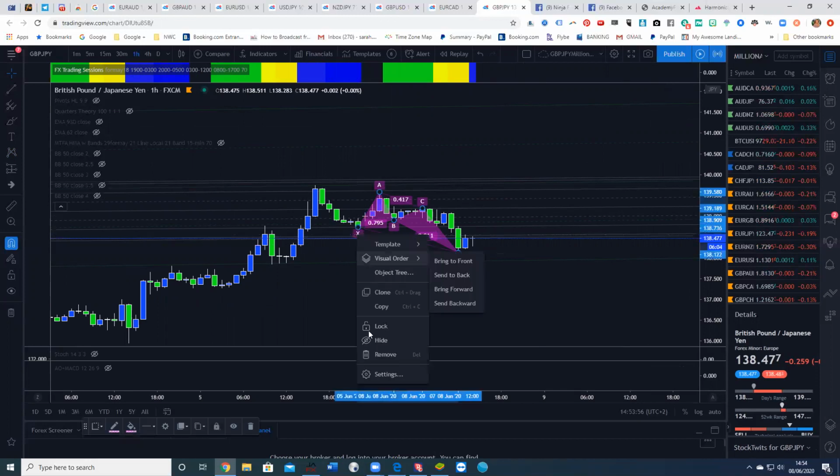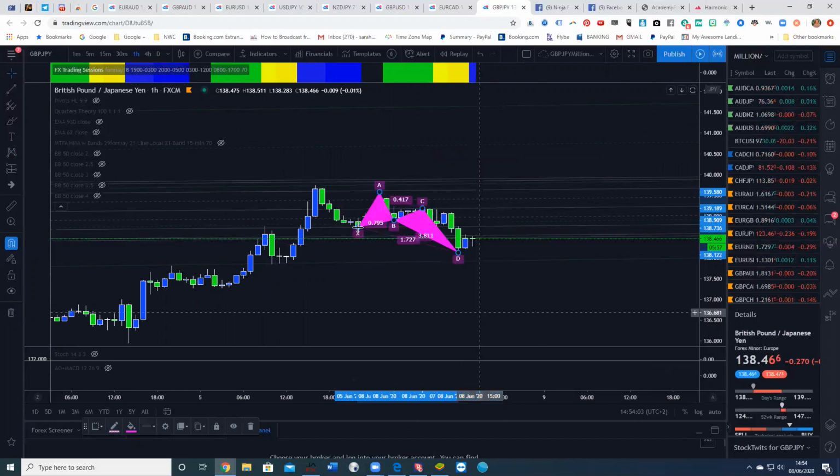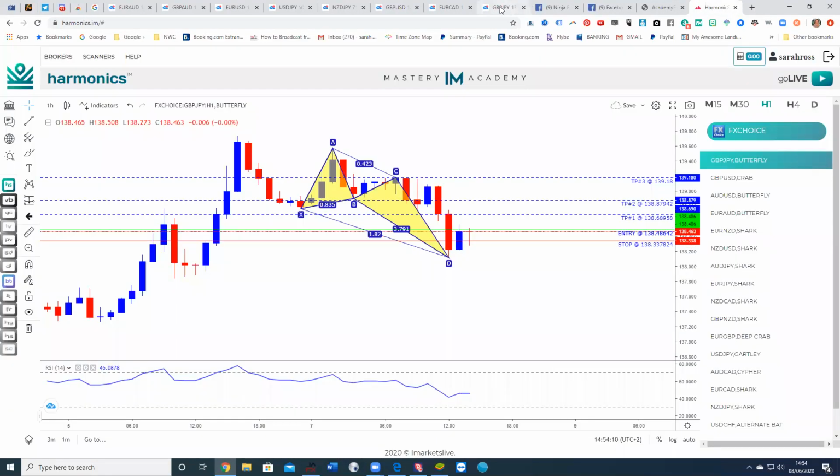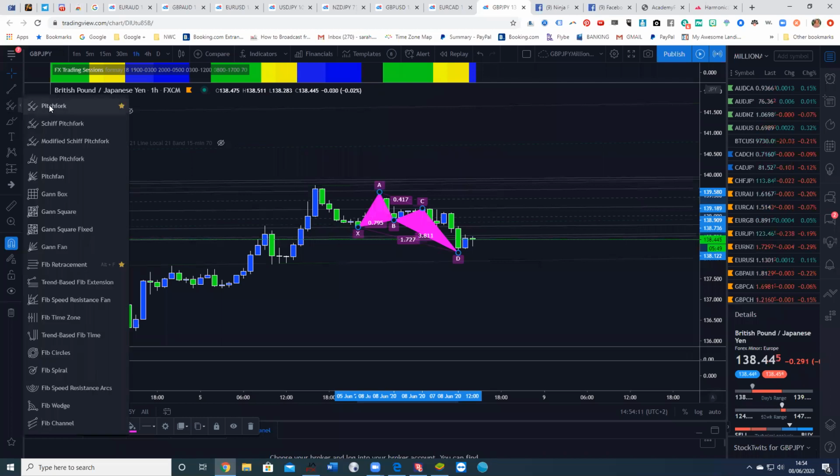Let me just hang on, do this. I had it faded out. I like mine bright pink. So just have a look back at your scanner. Yes, that looks good. Come to the left, go to your pitchfork, the top one.